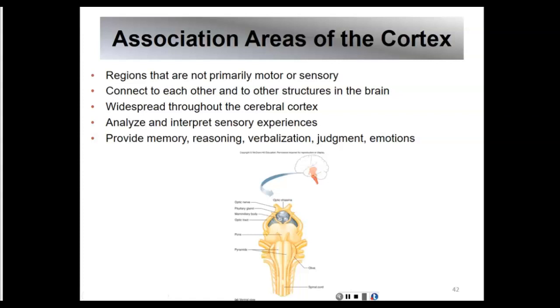Association areas of the cortex are regions that are not primarily motor or sensory, and they connect to each other and to other structures in the brain. This is widespread throughout the cerebral cortex. It's for analyzing and interpreting sensory experiences. It will provide memory, reasoning, verbalization, judgment, and emotions.